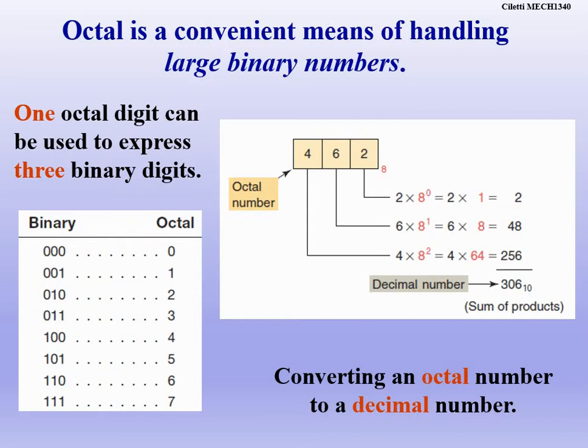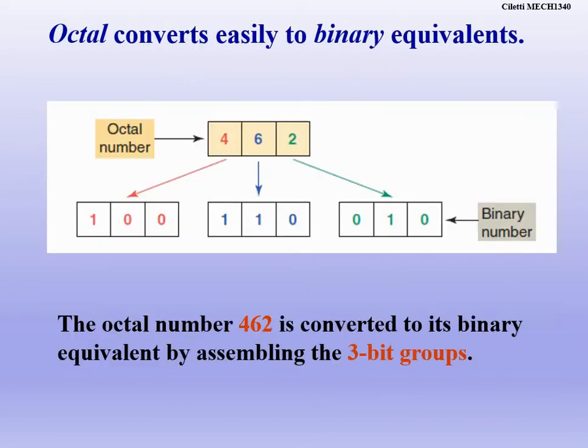I'm going to take 2 times 8 to the 0. 8 to the 0 is 1, so 2 times 1 is 2. Then I'm going to take 6 times 8 to the first. Remember, it's octal, so it's base 8. So 6 times 8 is 48. And then I'm going to take 4 times 8 squared, which is 4 times 64. That's going to give me 256. And then I sum all those up. So 2 plus 48 plus 256 ends up giving us 306. And that subscript 10 means that it is a decimal number. So this is converting an octal number to a decimal number. We'll have some homework problems on this.